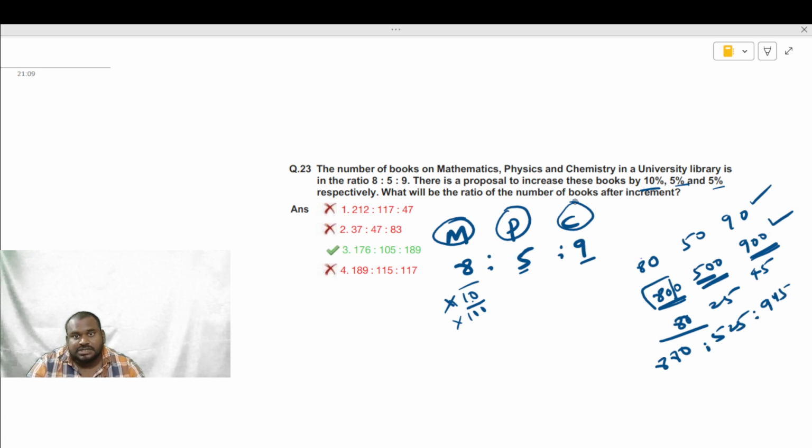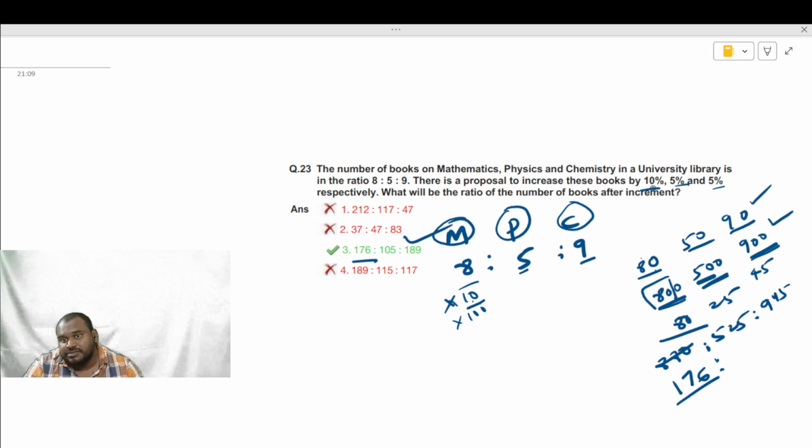Then what will be the ratio of the numbers, the books after increment, that's what he's asking. So now 5 sevens are 35, 5 sixes are 36, something like that. So the first option is satisfying, so that is the answer.